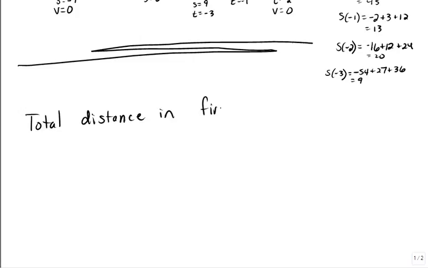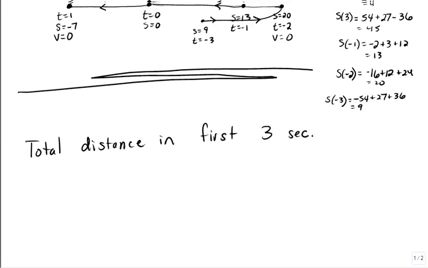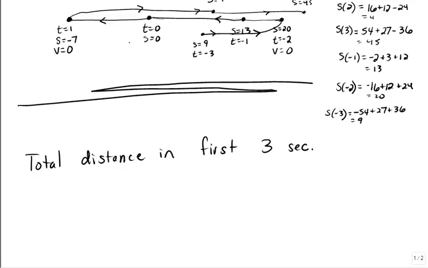Let's do the first 3 seconds. So between 0 and 1, the distance covered goes from 0 to -7. So the distance is 7.